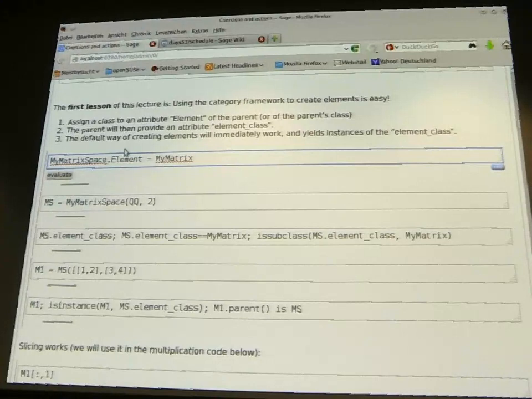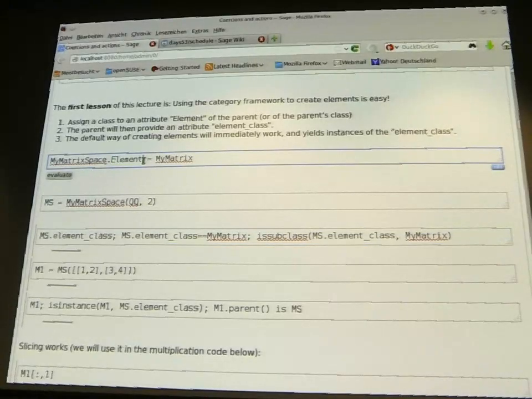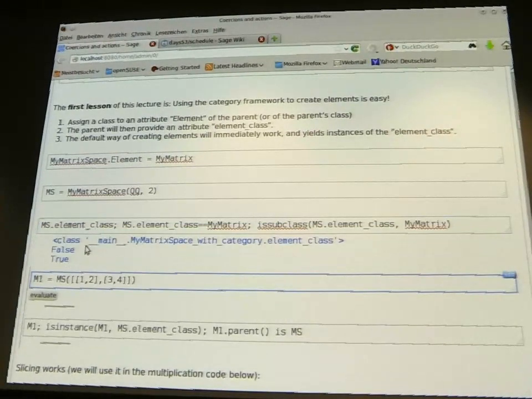Better is to assign an attribute called Element, capital Element, to the matrix space or to the class of this matrix space. And then we create some of these matrix spaces, and the category framework automatically turns this class that we implemented and mixes in further features that come from the category of this thing. So this is an algebra, and this Element class that we have here is not equal to the class that I just implemented. It is a different class, but it is a subclass of this.